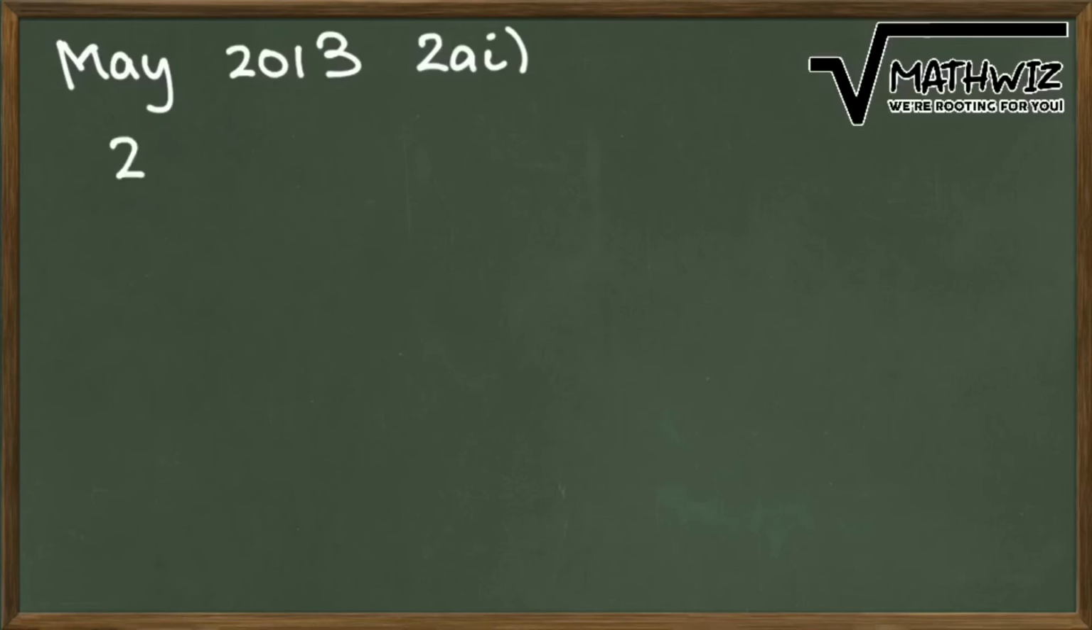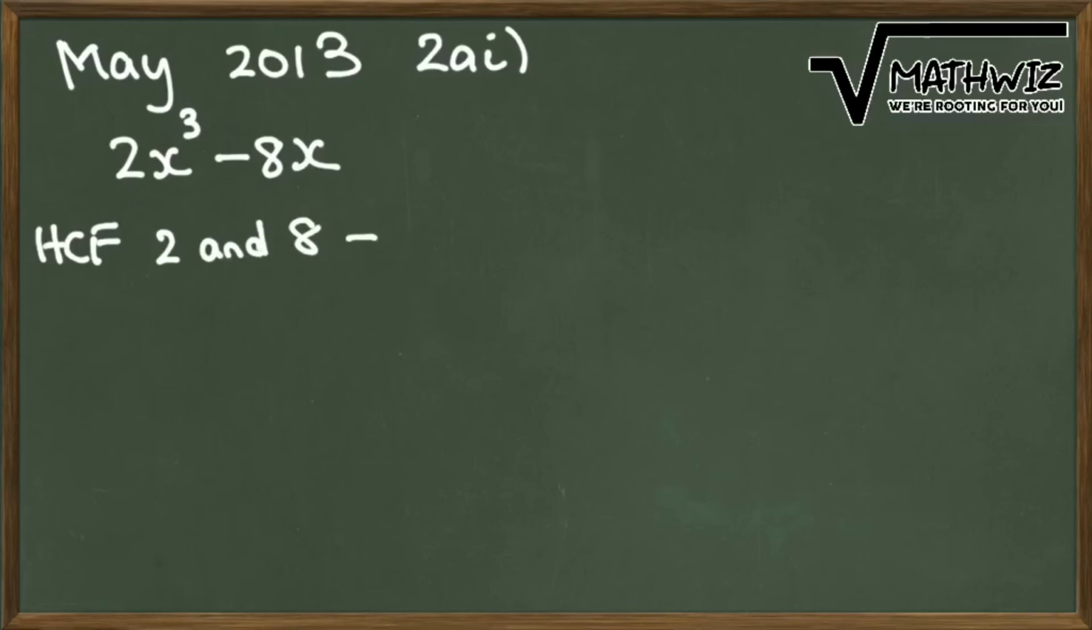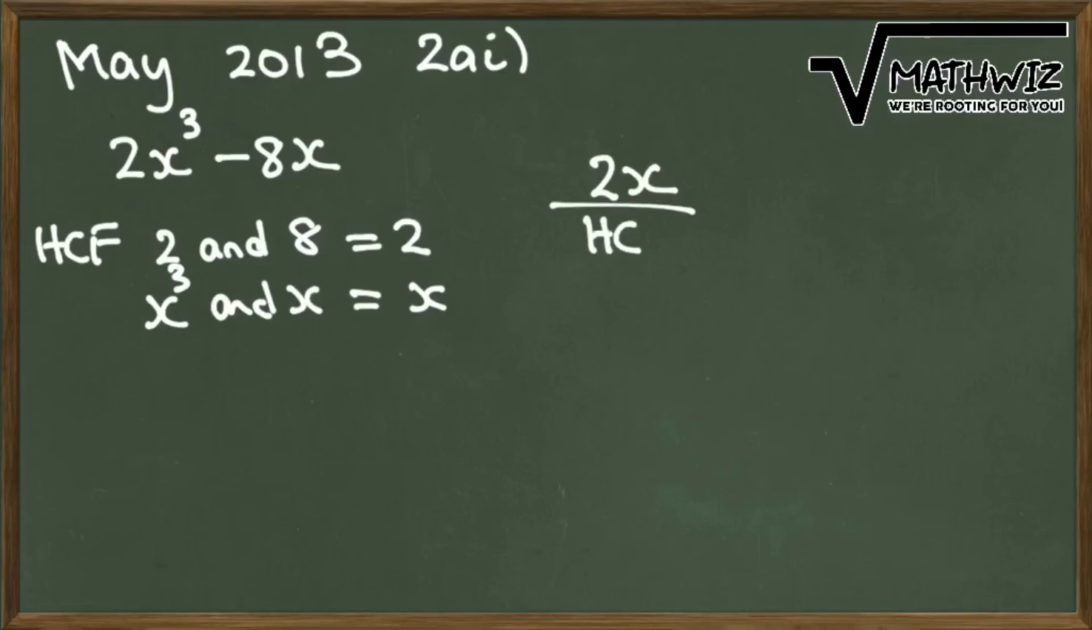All right, so we have 2x cubed minus 8x. All right, so the highest common factor of 2 and 8 is going to be 2. The highest common factor of x cubed and x is going to be x. All right, so we are literally going to have 2x on the outside as the highest common factor.